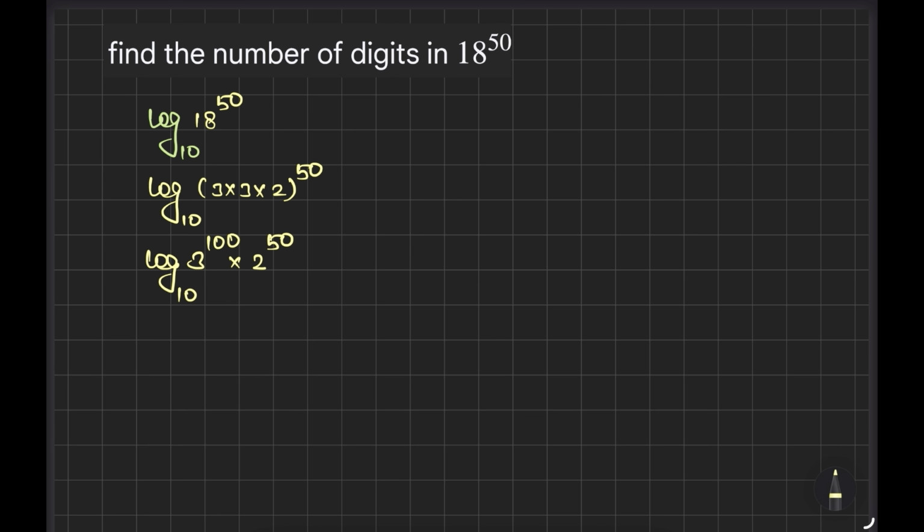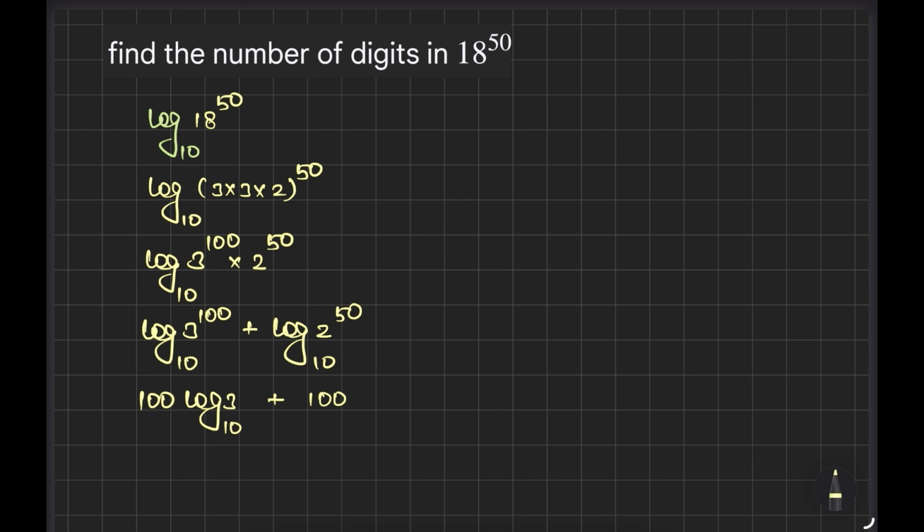You know that log mn is nothing but log m plus log n. So log 3 power 100 plus log 2 power 50 base 10. Now you know that if anything is in the power, the power of the argument will come as coefficient. So can I write down 100 log 3 base 10 plus 50 times.